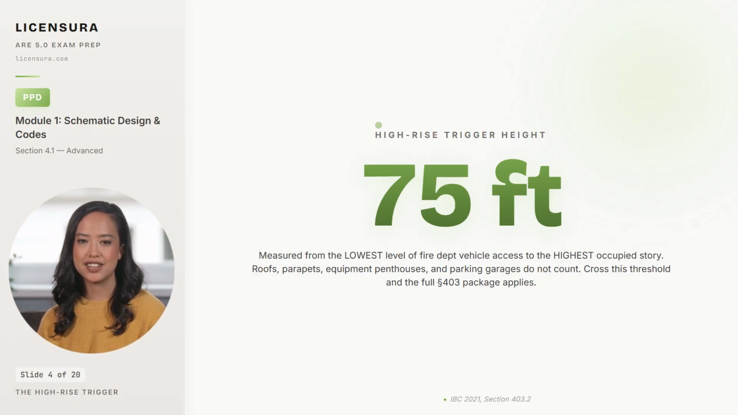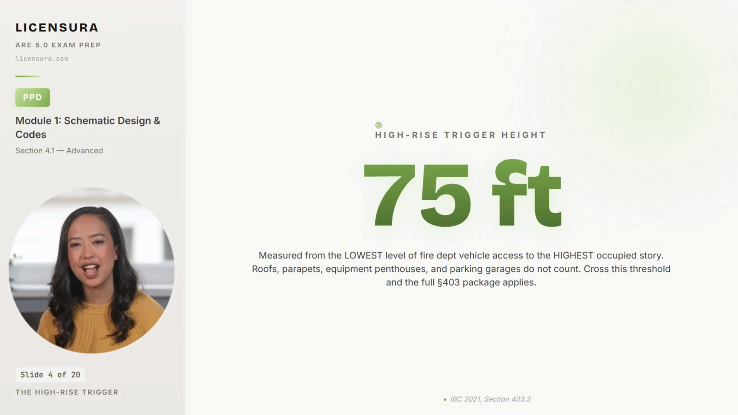The top end is the highest occupied story, not the roof, not the parapet, not an equipment penthouse, and not a parking deck. Architects miscount and place the trigger at the roof, which is wrong and gets the question wrong on the exam. Pass the threshold by even a single foot, and you owe the entire high-rise package: sprinklers throughout, standby power, fire command center, voice alarm, and pressurized stairs. Cost-wise, crossing 75 feet by 1 foot can add millions to a project, which is why architects pull the top occupied floor down by a foot or two on borderline schemes rather than triggering the package.